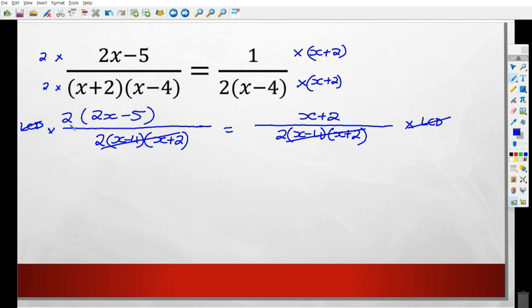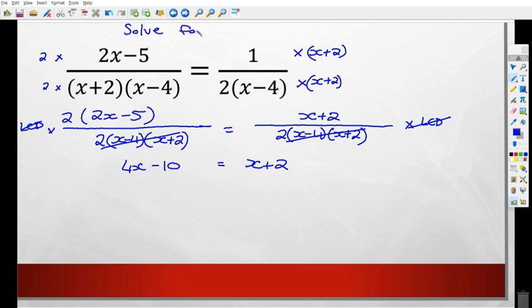Now I'm just left with my numerators. So I've got 2 times 2x, which is 4x, and 2 times minus 5 is minus 10, equals x plus 2. So I'm done with my denominators here. They're finished. Now I want to solve for x.